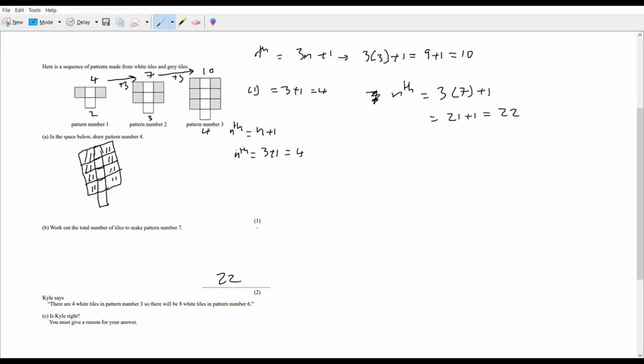Okay, so let's just double check pattern number 6. If you do pattern number 6, we do 6 plus 1, which is equal to 7, which is the nth term. That's the number of white tiles that are going to be in pattern number 6, not 8. So therefore he's wrong. Cal is wrong, and you've proved him wrong because there will be 7 white tiles.